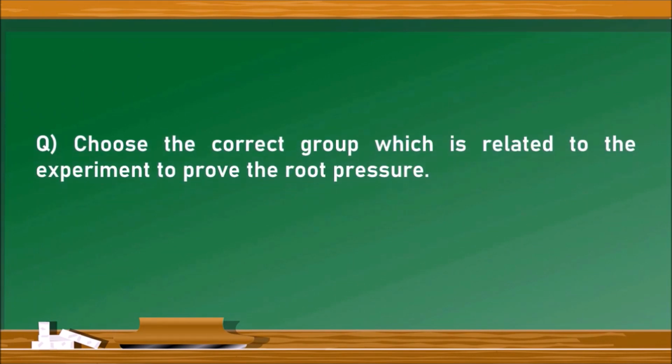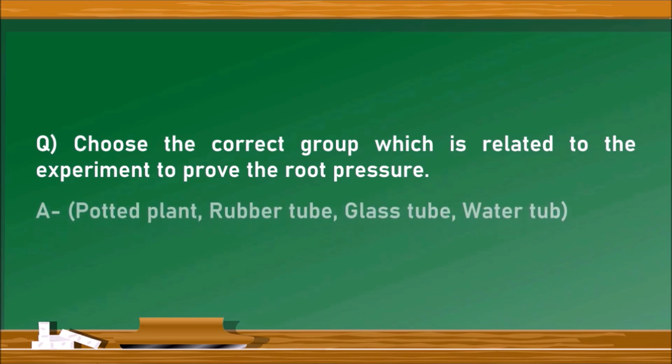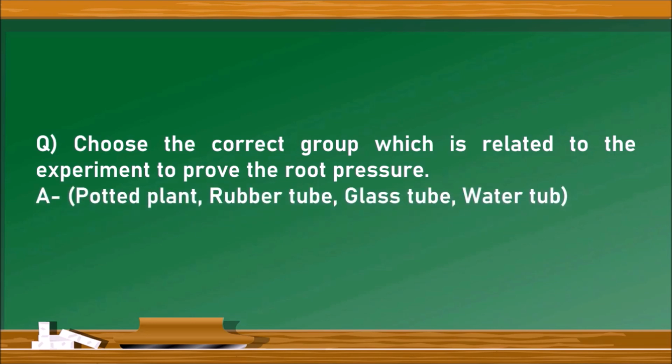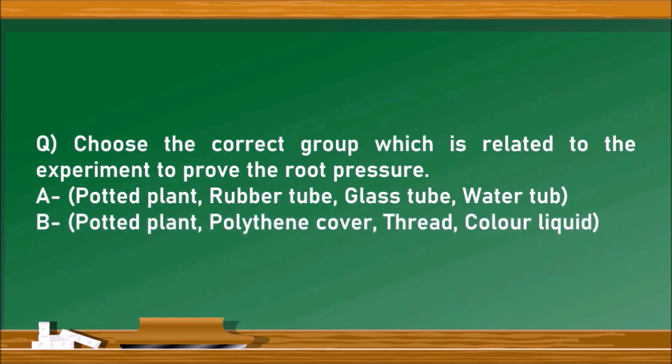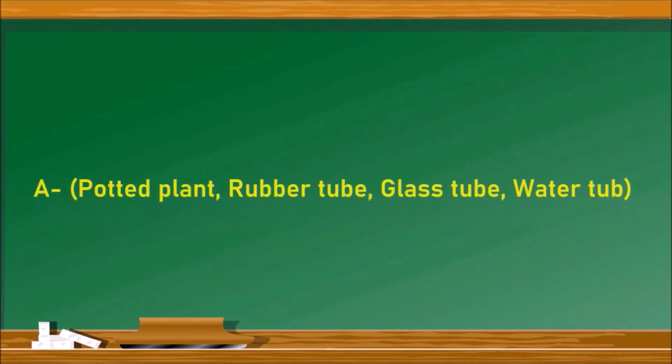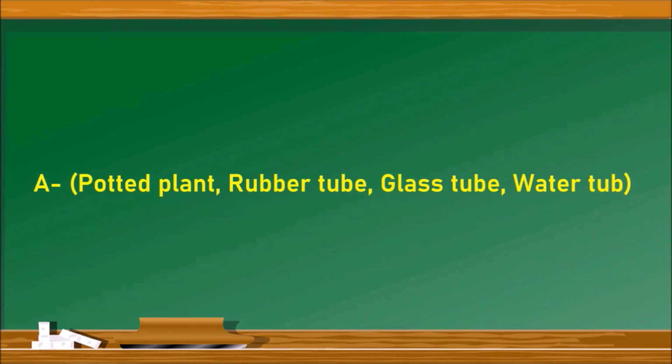Let us go to the next question. Choose the correct group which is related to the experiment to prove the root pressure. Here there are two groups. A: potted plant, rubber tube, glass tube, water tub. B group is potted plant, polythene cover, thread, color and color liquid. Here the group of words which is related to the experiment to prove the root pressure is the potted plant, rubber tube, glass tube and water tub. The next question.